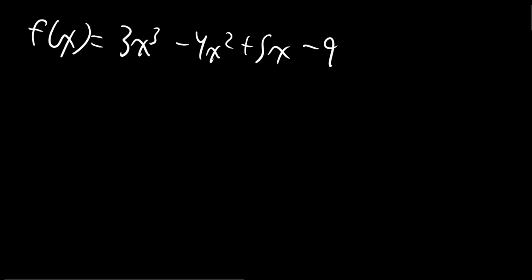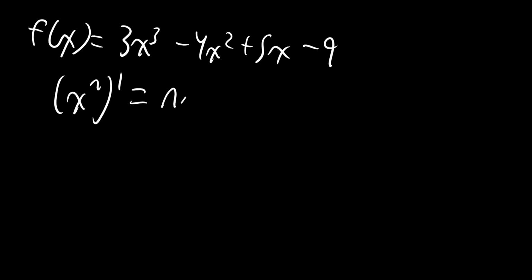X is raised to some constant exponent, and the power rule states that if we have x to the n, and we want to differentiate that, we would get nx to the n minus 1. That is the power rule. So let's differentiate this function for fun.